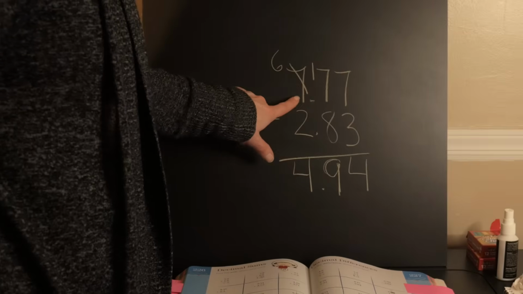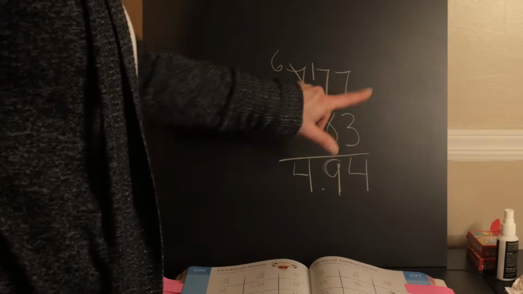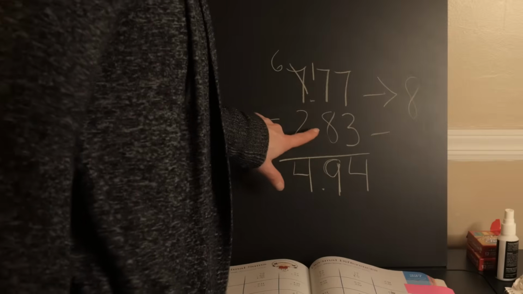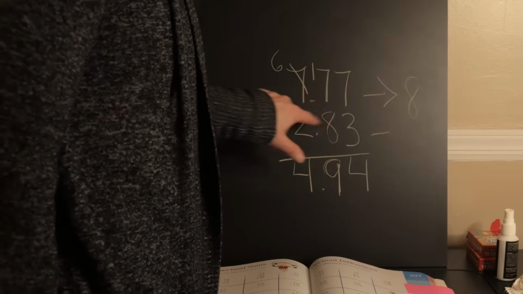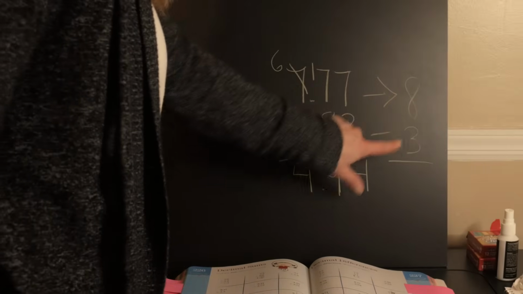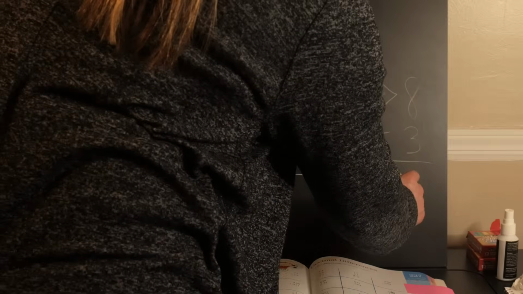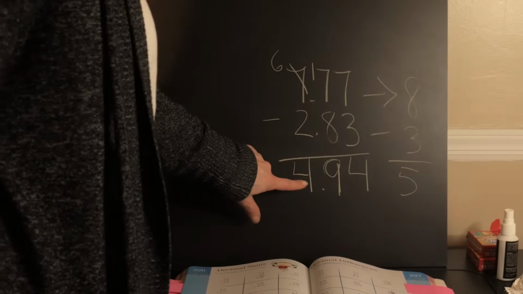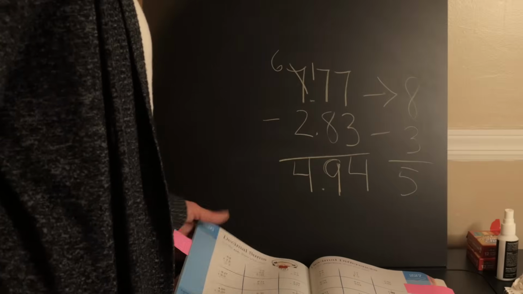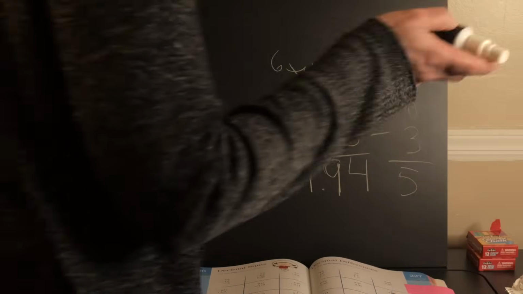Okay, that makes sense. If we estimate the 7.77, we would round that up to about an 8, right? And if we estimate the 2.83, that would be about a 3. So 8 minus 3 is 5. And our answer is 4.94. Very close, so I think we are on the right track. All right.